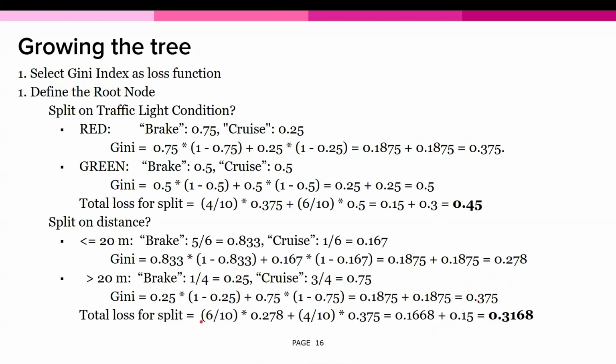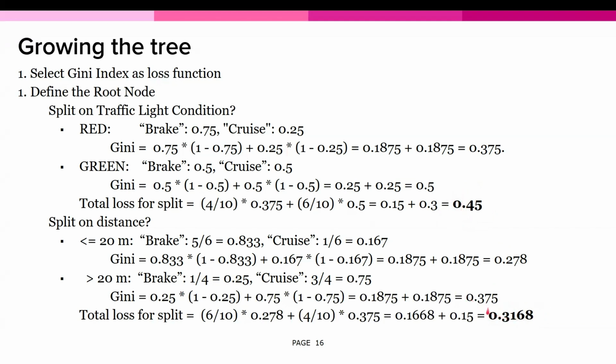And now our weighted loss for this split is going to be the weighted sum, or the total loss if we were to split on the distance with this threshold. We do a weighted sum of these individual losses, so 6 over 10 times 0.278, and then 4 over 10 times 0.375. And then we can add those two resulting values up, and that's going to give us a loss of 0.368.